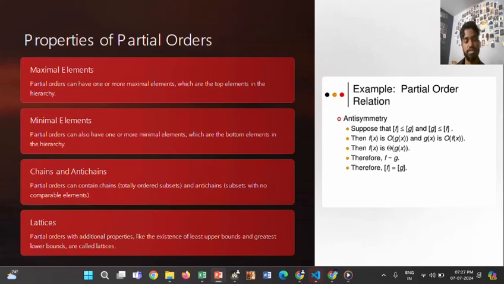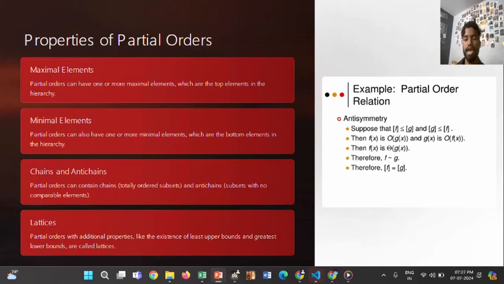Chains and anti-chains. Partial orders can contain chains, which are totally ordered subsets, or anti-chains, which are subsets with no comparable elements. Partial orders which contain chains have totally ordered subsets. The opposite, subsets which have no comparable elements, are called anti-chains. Lattices: partial orders with additional properties, like the existence of a least upper bound and a greatest lower bound, are called lattices.